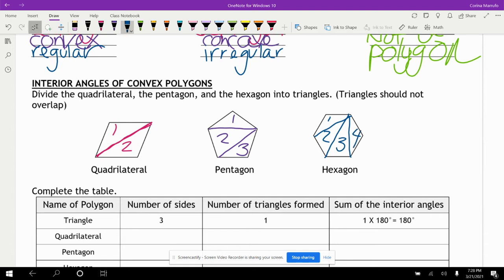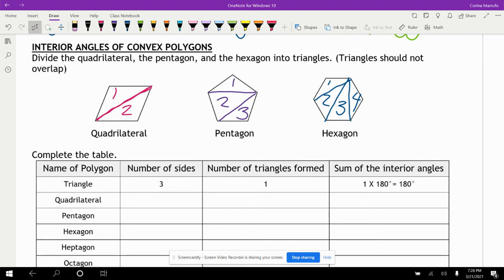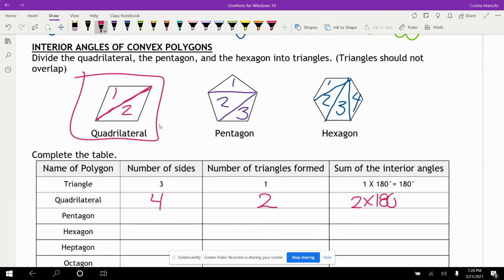Okay. So here, it says a triangle. A triangle is 3 sides. It has 1 triangle that is formed, and the sum of the interior angles is going to be 180 degrees. So here, a quadrilateral has 4 sides. We can make a total of 2 triangles. Because we have 2 triangles, we multiply 2 times 180, so the interior angles are going to equal 360.